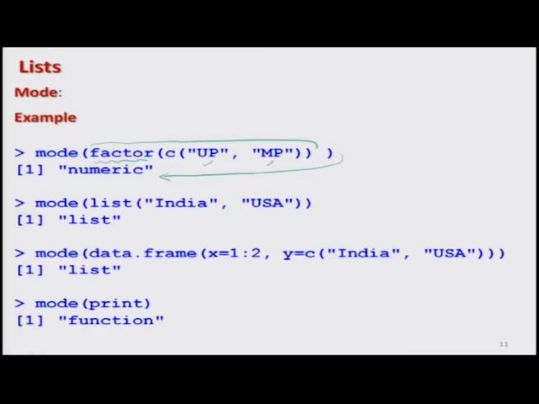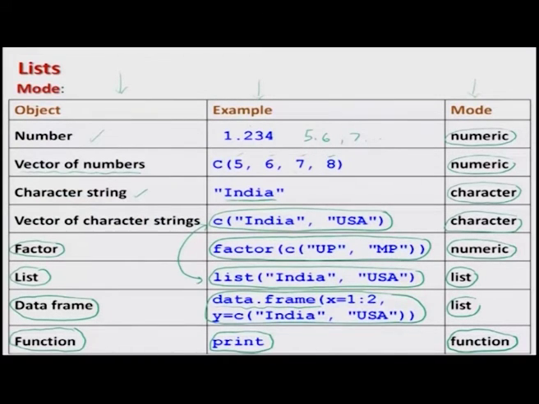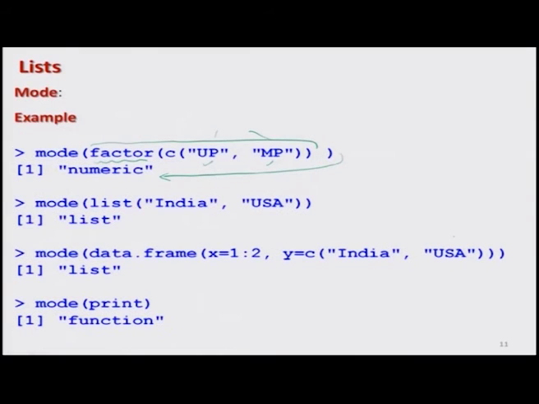That is the basic difference when we take it as a factor, and you can see it in the table also: the difference between this character string and this one, here I have got character, but here I have got numeric. So, when we find out the mode of a vector of character strings and a factor, both contain vectors of characters, but their modes are different. That is an important point which you have to keep in mind.